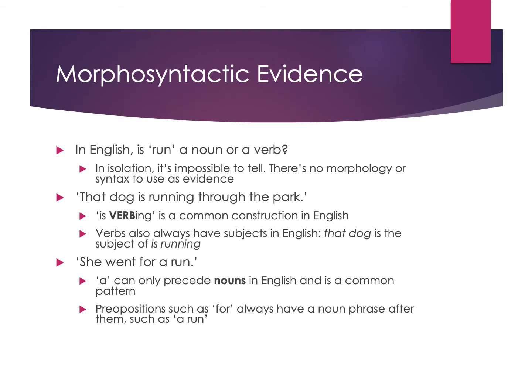So I know that an article can only come in front of nouns in English. This is a common thing that happens, but things like a or the are only things that can go with nouns. And then things like for, a preposition, in for a run, will always have a noun phrase that goes after it. Prepositions will always come next to a noun phrase. And in that case, I have for a run. And so that has to be a noun phrase, so there has to be a noun in there. So I have structural evidence that can tell me that that's a noun in that case.